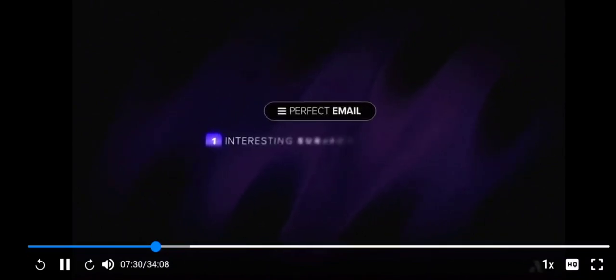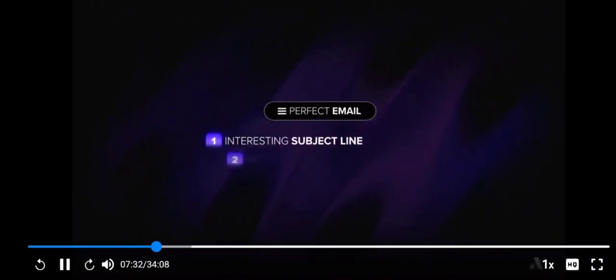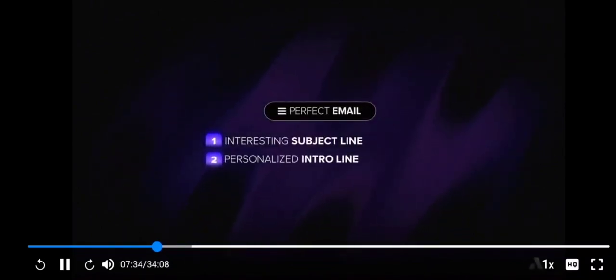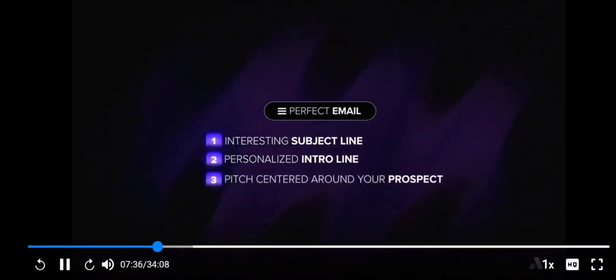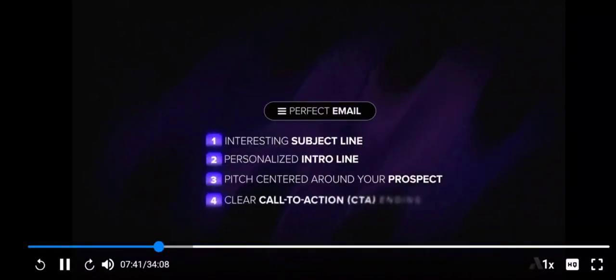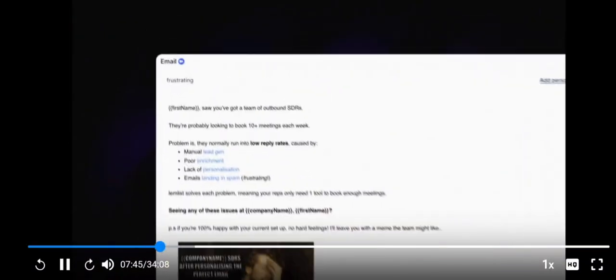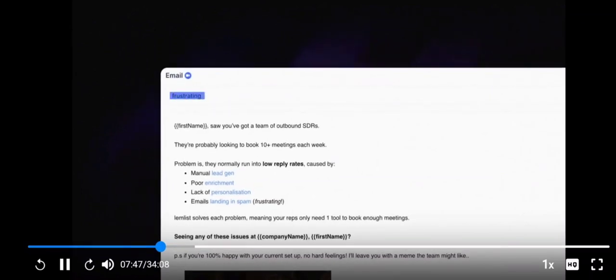Now the ideal email contains an interesting subject line that sparks attention, a personalized intro line that connects to your audience, followed by your pitch that is centered around value for your prospect and ends with a clear call to action. Let's look at this example. The subject line is one word that isn't common for emails, an instant spark of curiosity.